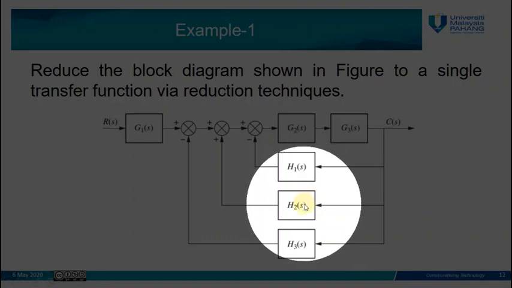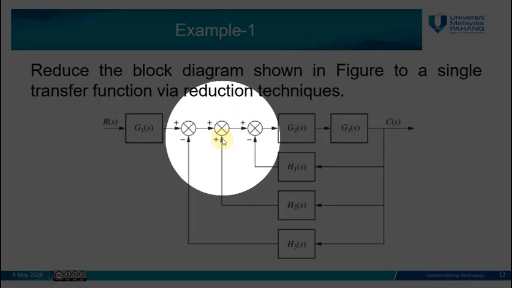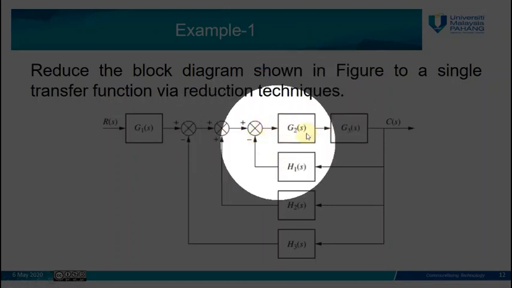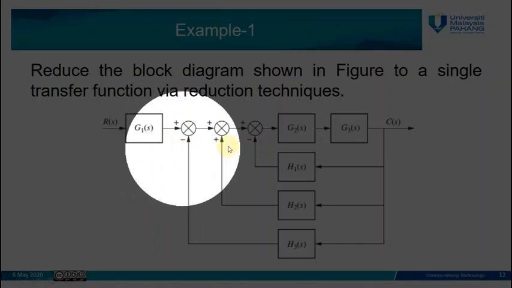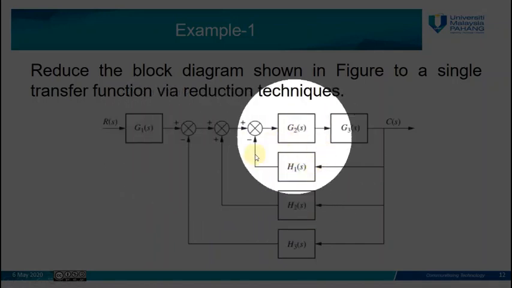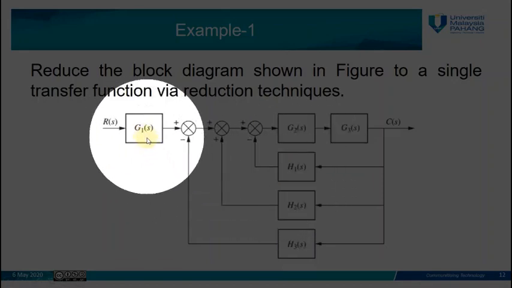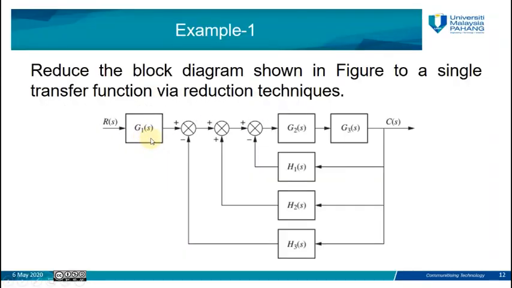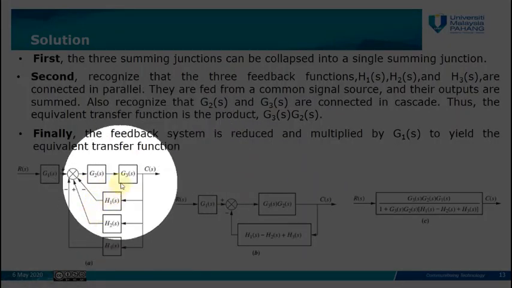So here we have parallel form, here we have cascade form, here we can combine the three summing junctions. After we do this simplification, the last step is to consider the total, or the overall feedback system, which will then be in cascade with G1. We can see here the drawing of the steps to simplify the block diagram.